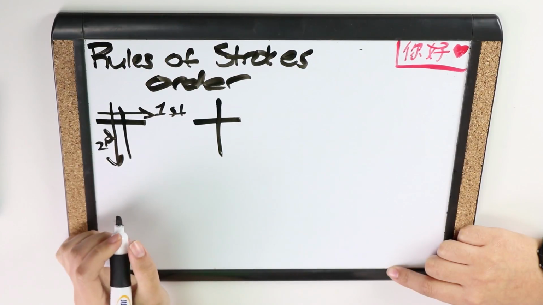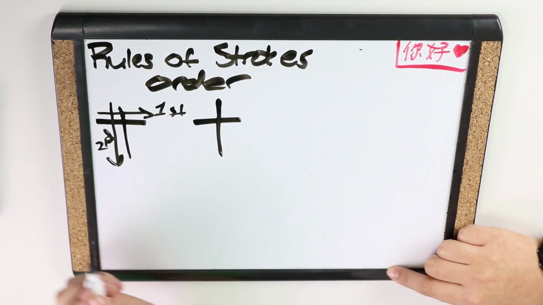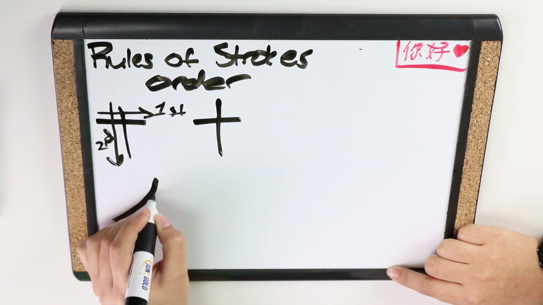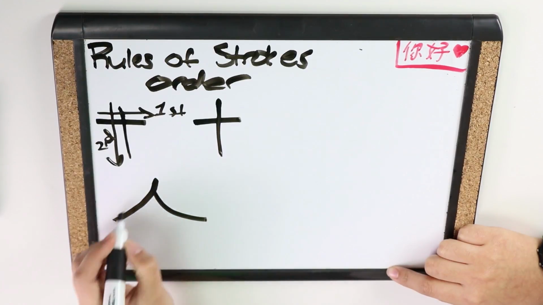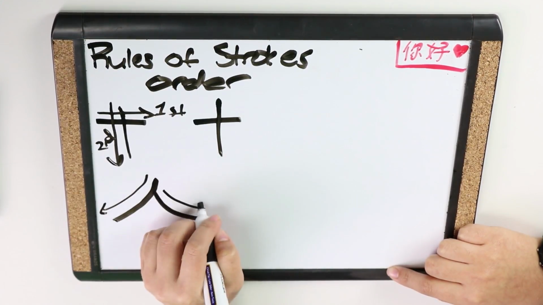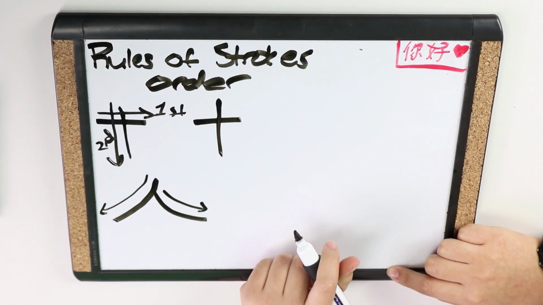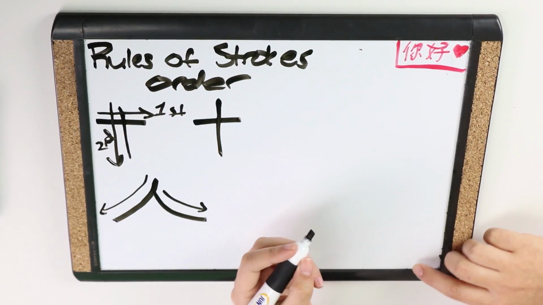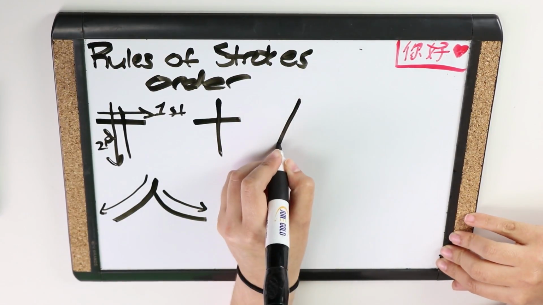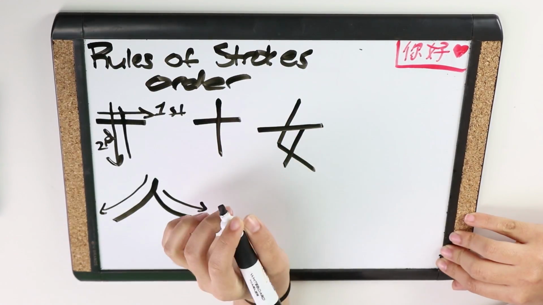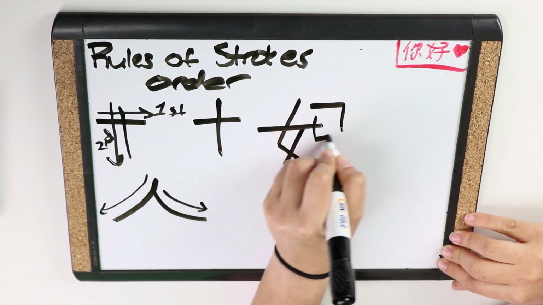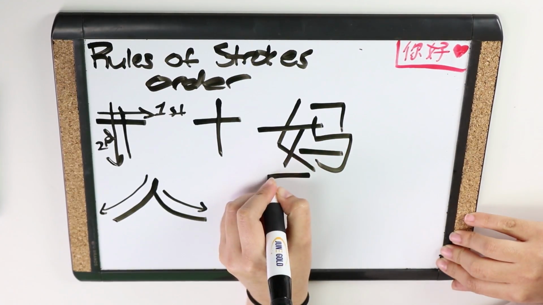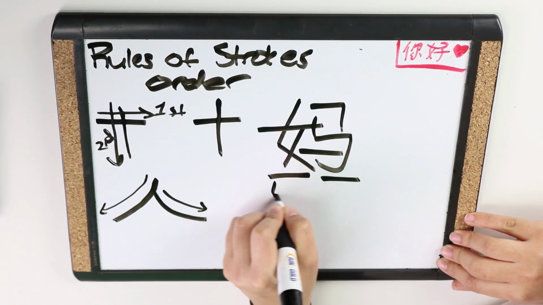Next we have left falling before right falling. Here we have this character: you would do your left falling stroke and then your right falling stroke. So left, then right. Then we have a left to right order. This will be in characters that have 2 parts to them. You do the left side, and then the right side. This is the character for mom, so you would have this section first and then this section, going from left to right.